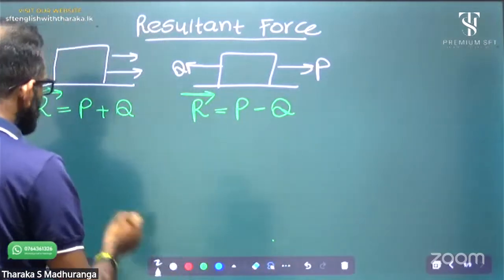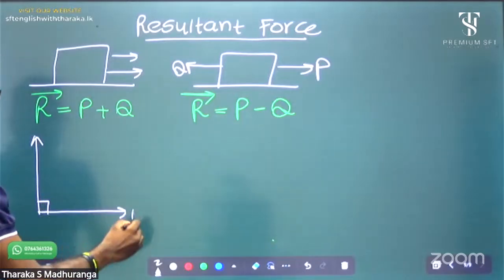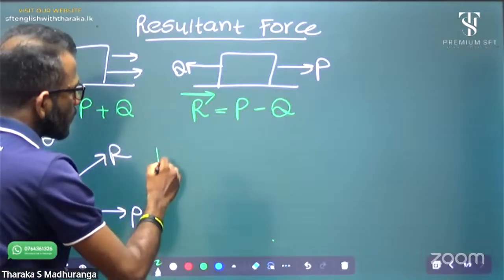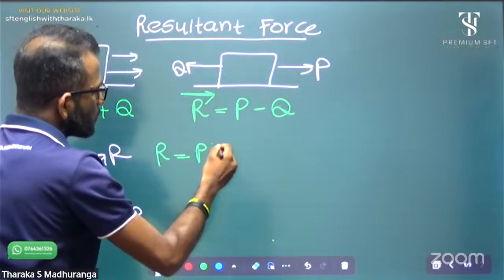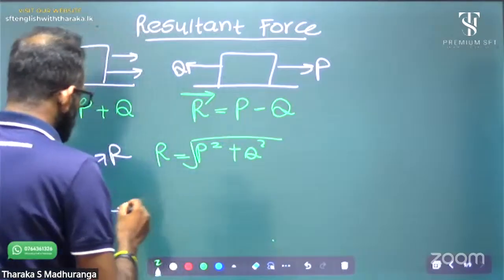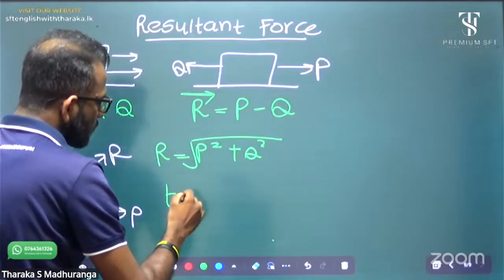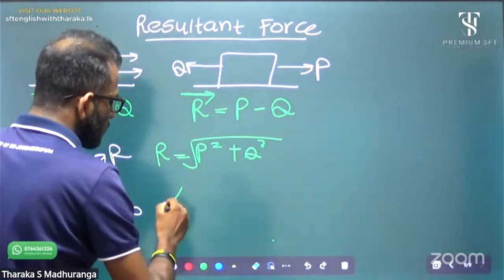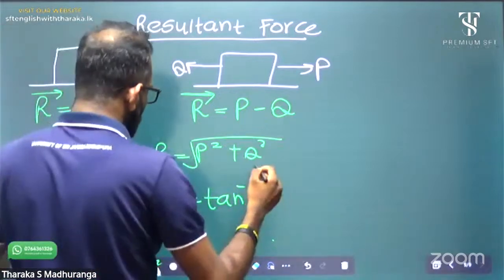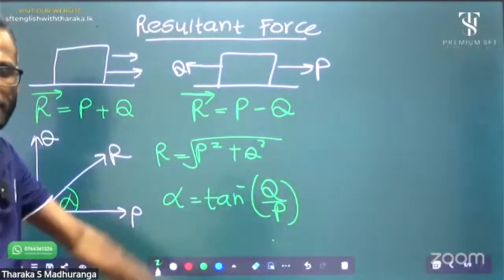Third one, two forces acting along perpendicular directions, P and Q. Then R is always equal to the square root of P squared plus Q squared. Then the direction alpha equals tan inverse Q over P. According to this diagram, it is Q over P, opposite over adjacent. Be very careful.